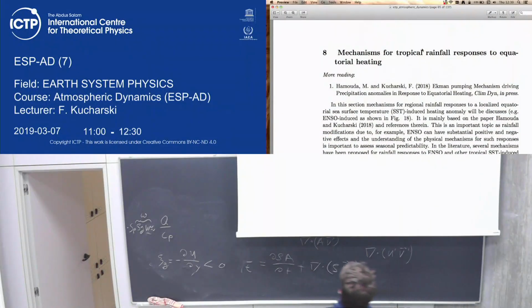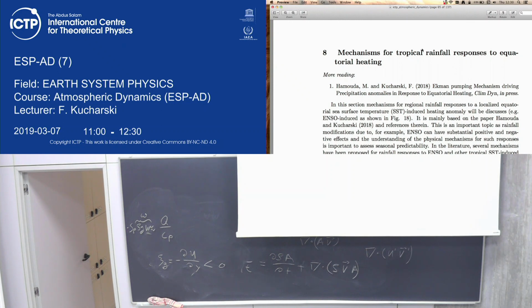So in the next lecture we will look into this in more detail. What can cause rainfall responses outside a heating region in the tropical regions? We will systematically make use of this result from the Ekman pumping, because this turns out to be one of the major processes. There are other processes that we will discuss tomorrow. Tomorrow we meet again at 11.